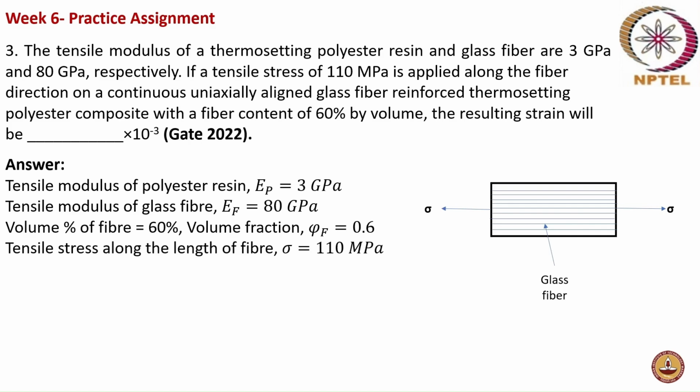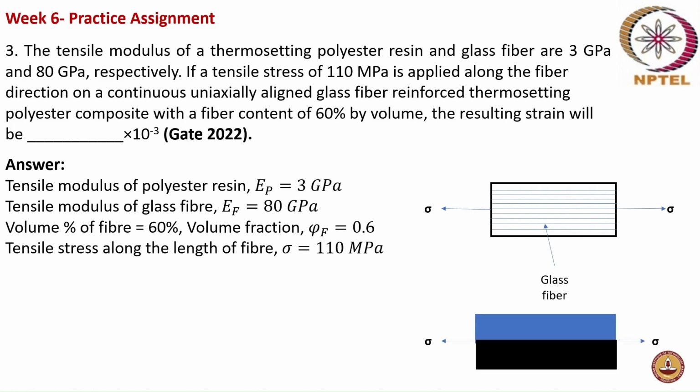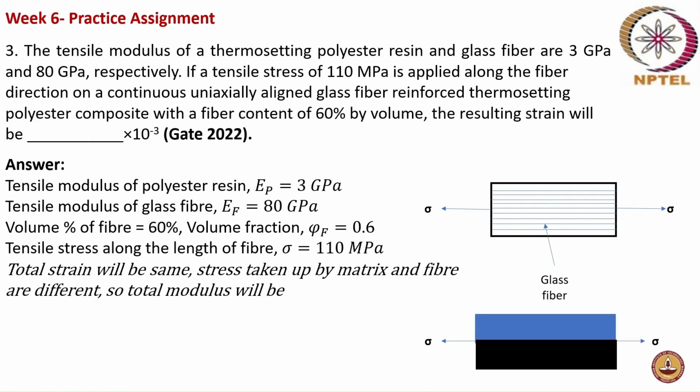So this is how the system will be, right? The fiber alignment is in this direction, and in the same direction the tensile stress is applied. Okay, that means the total strain will be the same, and the stress taken up by the matrix and the fiber are different.